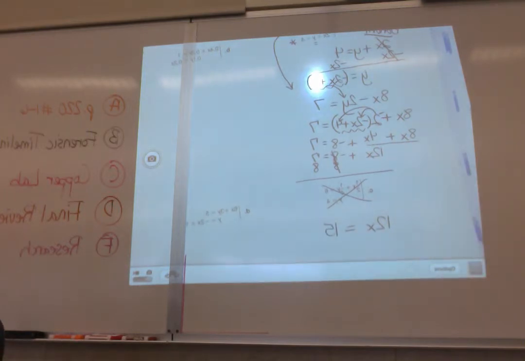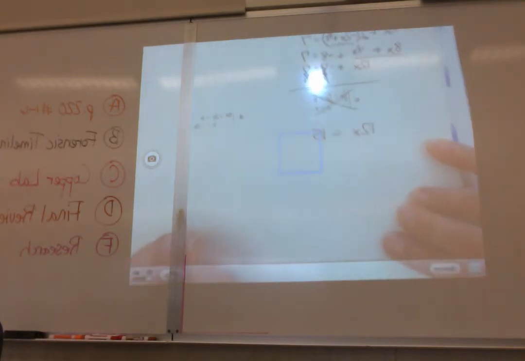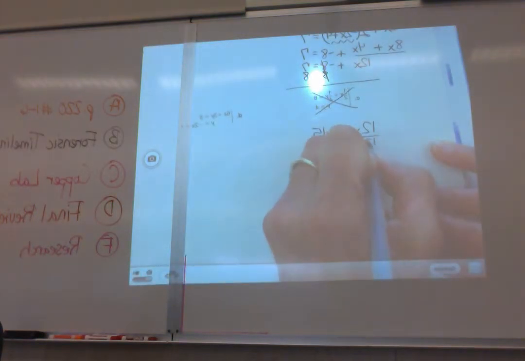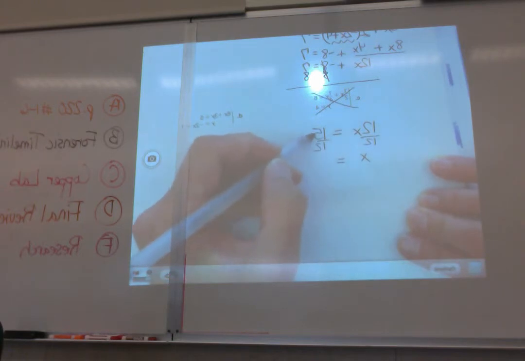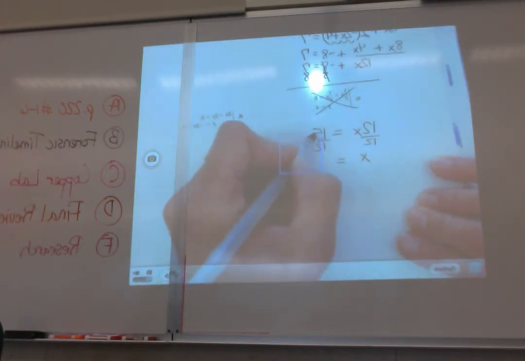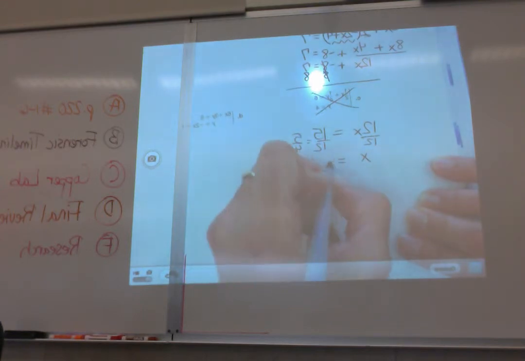Oh, man. More fractions. Who do they think we are? We're math students. Here we go. Here's some real math. Divide by 12, divide by 12. X equals. This can reduce, but not simplify to a whole number. 3 goes in here 5 times. 3 goes in here 4 times. 5 over 4.